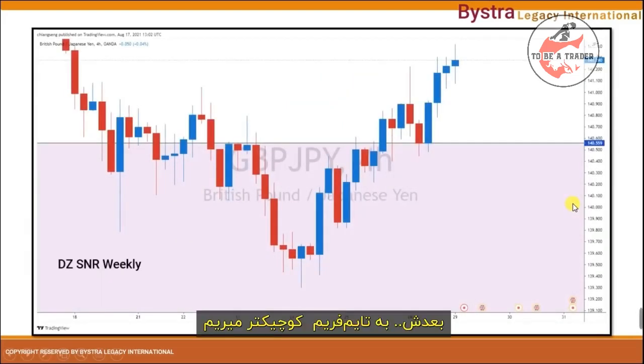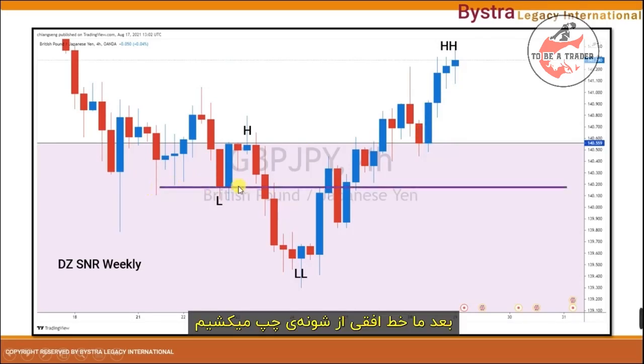Next, we move on to the smaller time frame. In this case, this is the H4 time frame. As you can see, we have a potential setup, which is the QMR. So we have the low, high, lower low, higher high, okay?